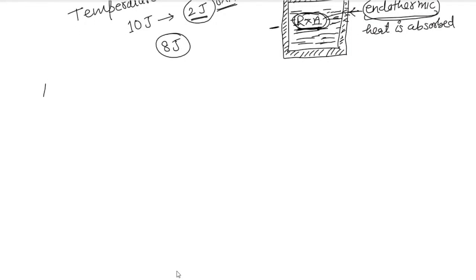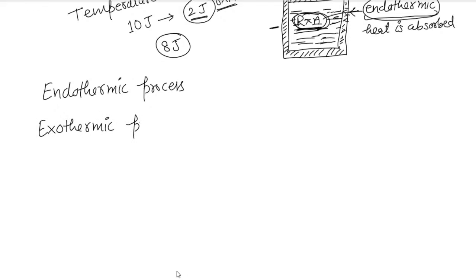In an endothermic process, what is the flow of heat? And how is the flow in an exothermic process? Direction of flow. That is absorbed from the mixture itself. That's why the heat content of the mixture decreases.